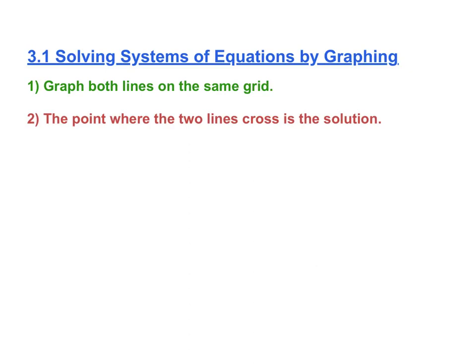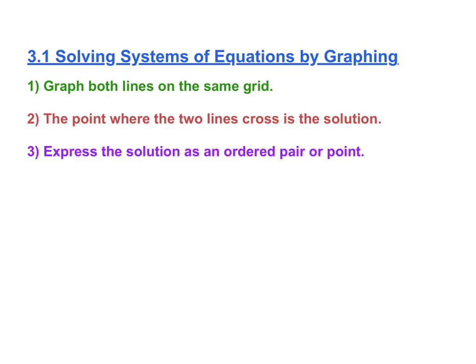Now, as we learned Friday, sometimes the solution isn't just a point. Sometimes there's no solution. Sometimes there's infinitely many solutions. I want you to see what those will look like, because they have a specific look to them. When we do have an actual solution, we're going to express that solution as an ordered pair or point, like we did on Friday. That's not going to change.